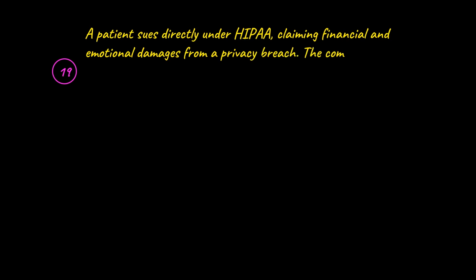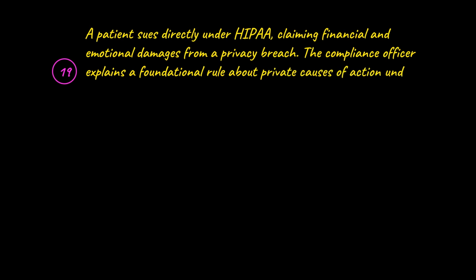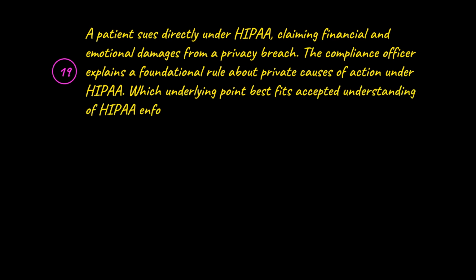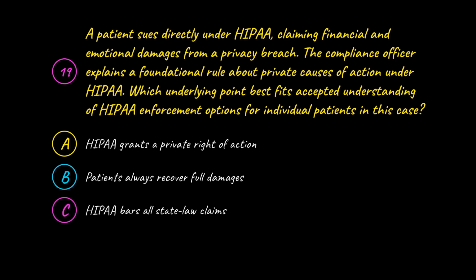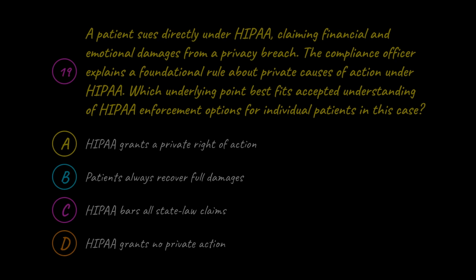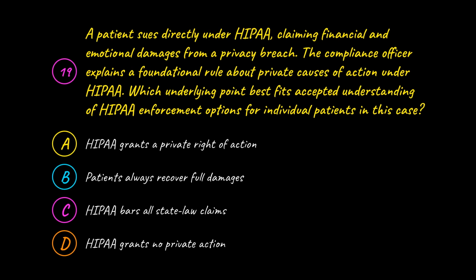Question 19. A patient sues directly under HIPAA, claiming financial and emotional damages from a privacy breach. The compliance officer explains a foundational rule about private causes of action under HIPAA. Which underlying point best fits accepted understanding of HIPAA enforcement options for individual patients in this case? Your options are: A. HIPAA grants a private right of action. B. Patients always recover full damages. C. HIPAA bars all state law claims. D. HIPAA grants no private action. Before I reveal it, which one do you think is right?